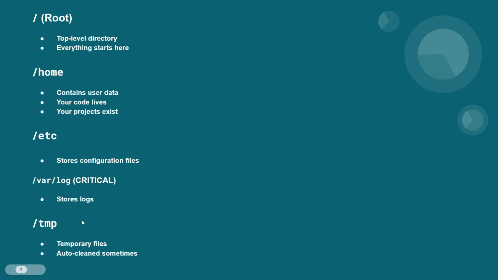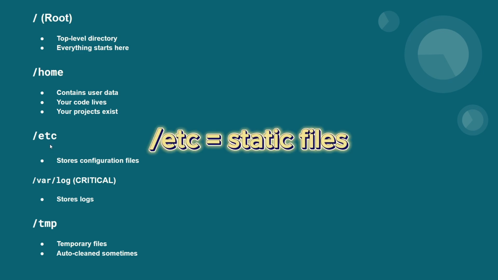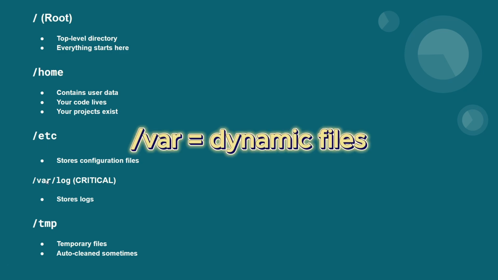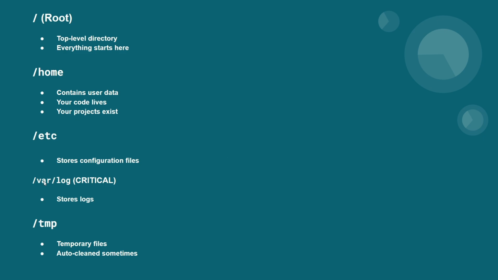So apart from this, let me give you another point for this etc and var folder. The etc folder is basically static files, okay? Meaning they will rarely change, because any configuration file will not change regularly, right? But var folder, these are for dynamic data that is variable, that will constantly change. For example, the logs, they will constantly change based on your application performance.